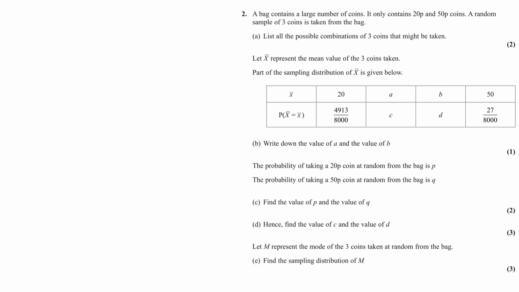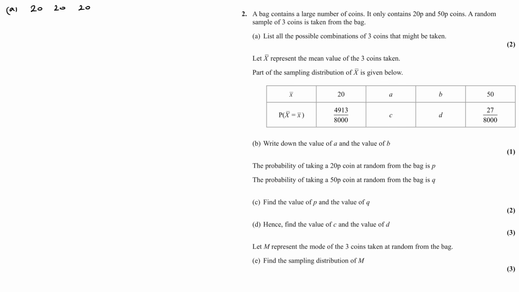Okay, question 2. We've got a bag that contains a large number of coins, only 20s and 50s. A random sample of 3 is taken. List all the possible outcomes or combinations. So nothing too difficult about this, it's just listing them.